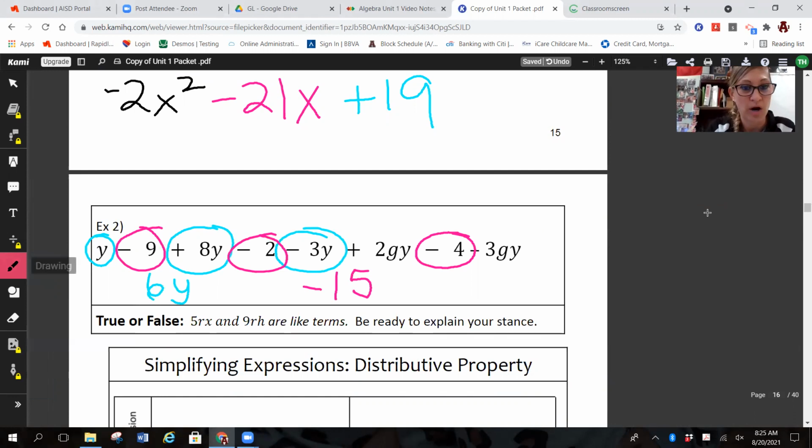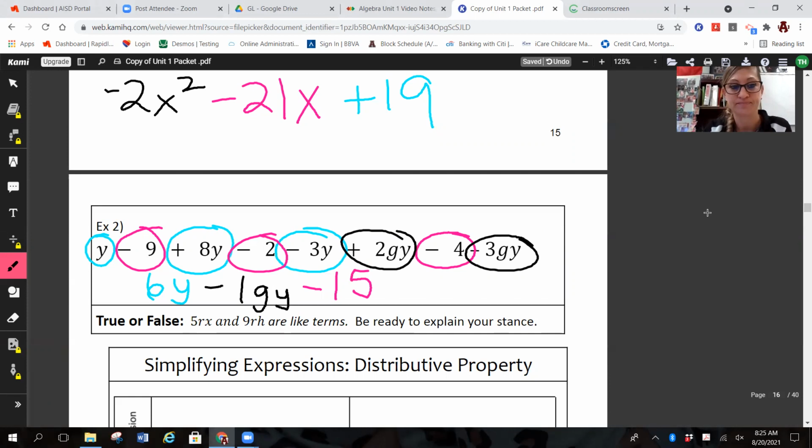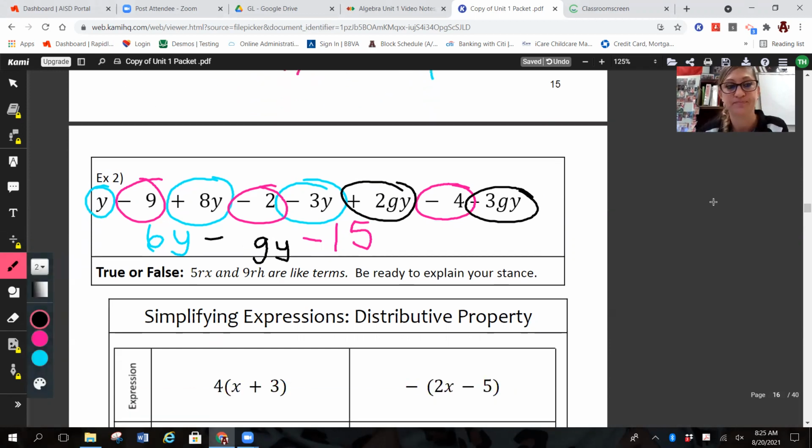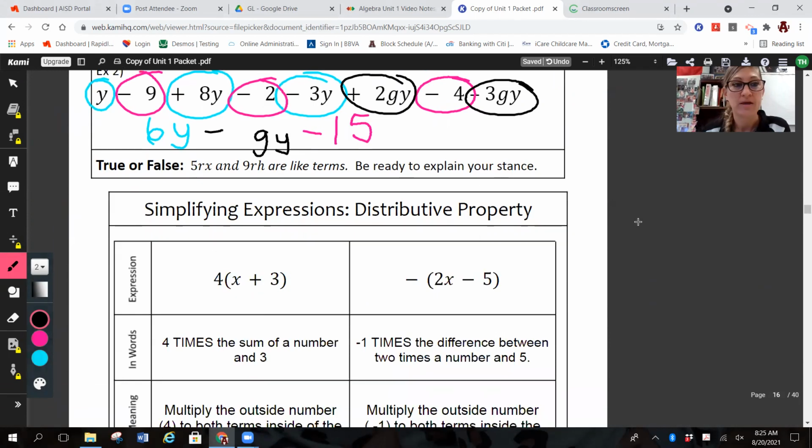And now let's do our gy. 2gy minus 3gy is -1gy. Again, you could write the 1, but you don't have to write the 1. So I could technically erase it like I did. Final answer.